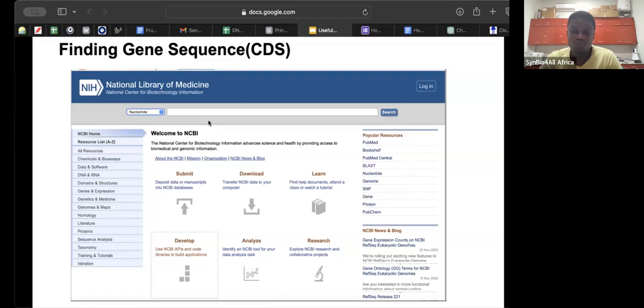Or sometimes I go read papers, but reading papers is very tedious and very boring, so I don't like reading papers. If I know the protein I'm looking for, I just go to NCBI and it makes my life very easy. Right, so that is where you find your sequence.